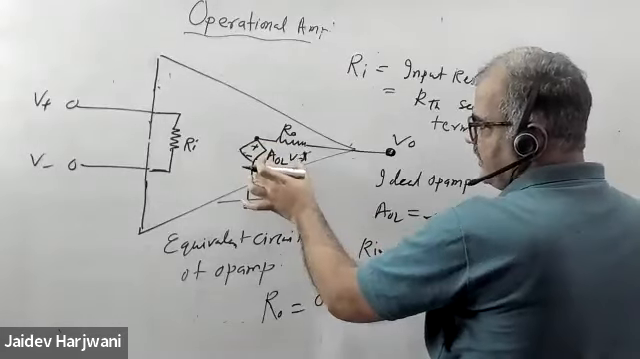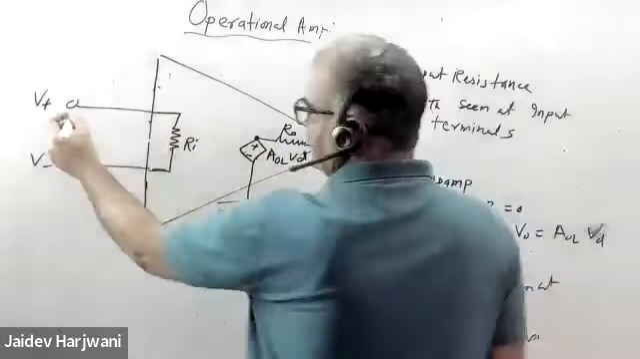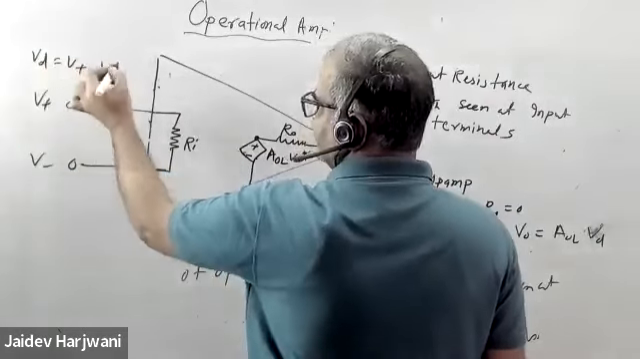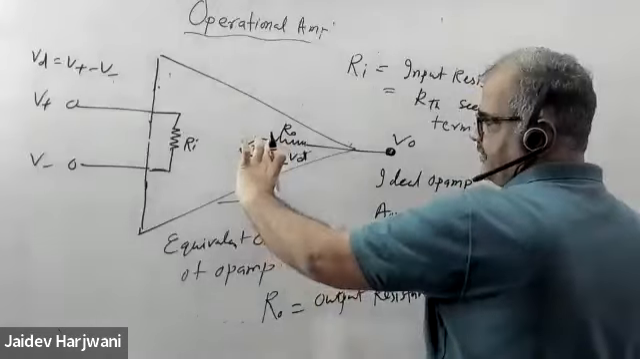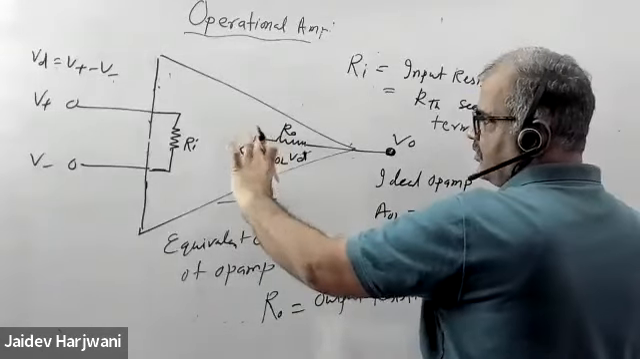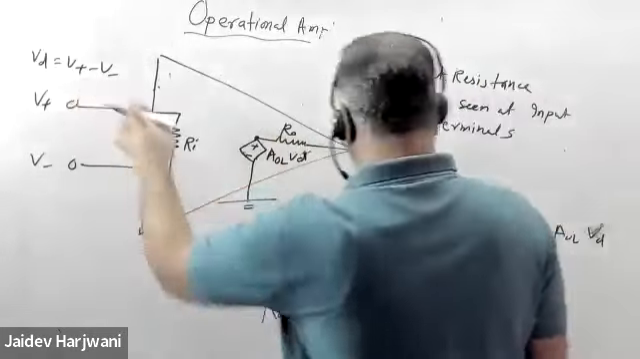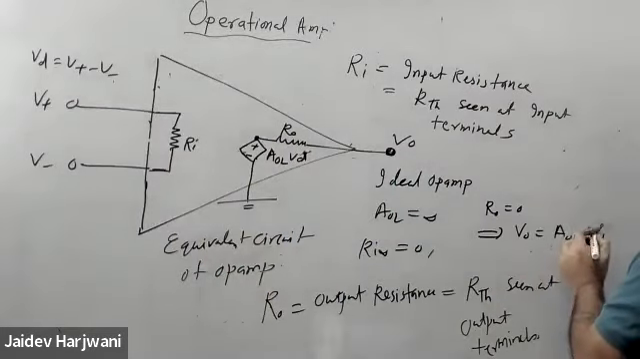Okay, so depending on the difference, what difference is coming from here? What is the difference? VD, V plus minus V minus. You are getting output here. That is called voltage dependent source. So if this is zero, whatever voltage comes will be equal to your V naught. V naught equals AOL VD.